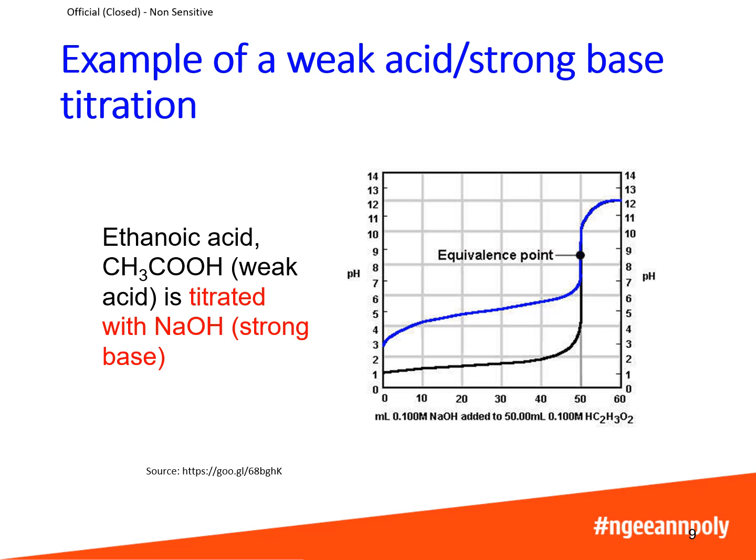Let's take a look at the pH curve of a weak acid strong base titration. In this example, we have ethanoic acid, which is a weak acid, and it is titrated with sodium hydroxide, which is a strong base. The pH curve is shown in blue, and if you look at the equivalence point, the pH range at the equivalence point is actually smaller compared to that of a strong acid and strong base titration, which is shown by the black curve.